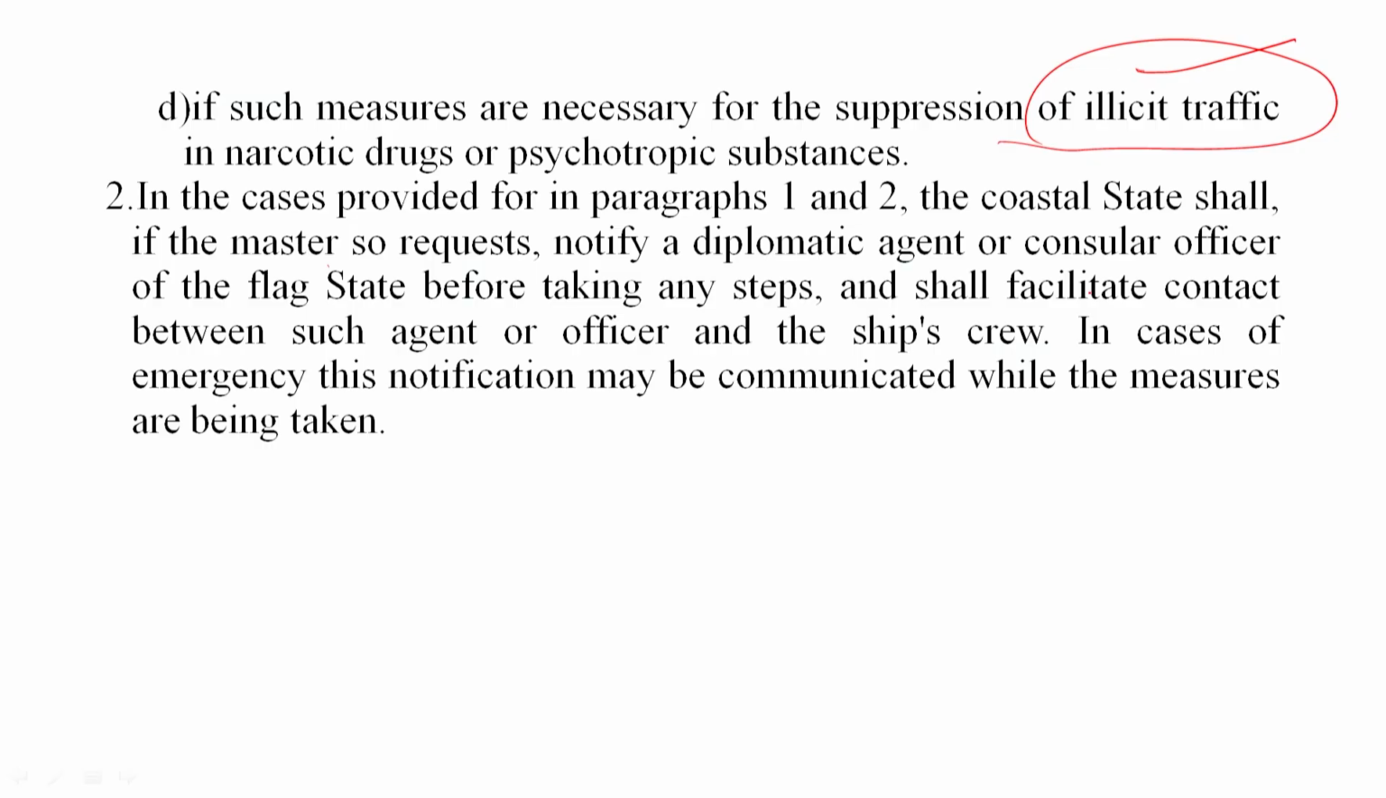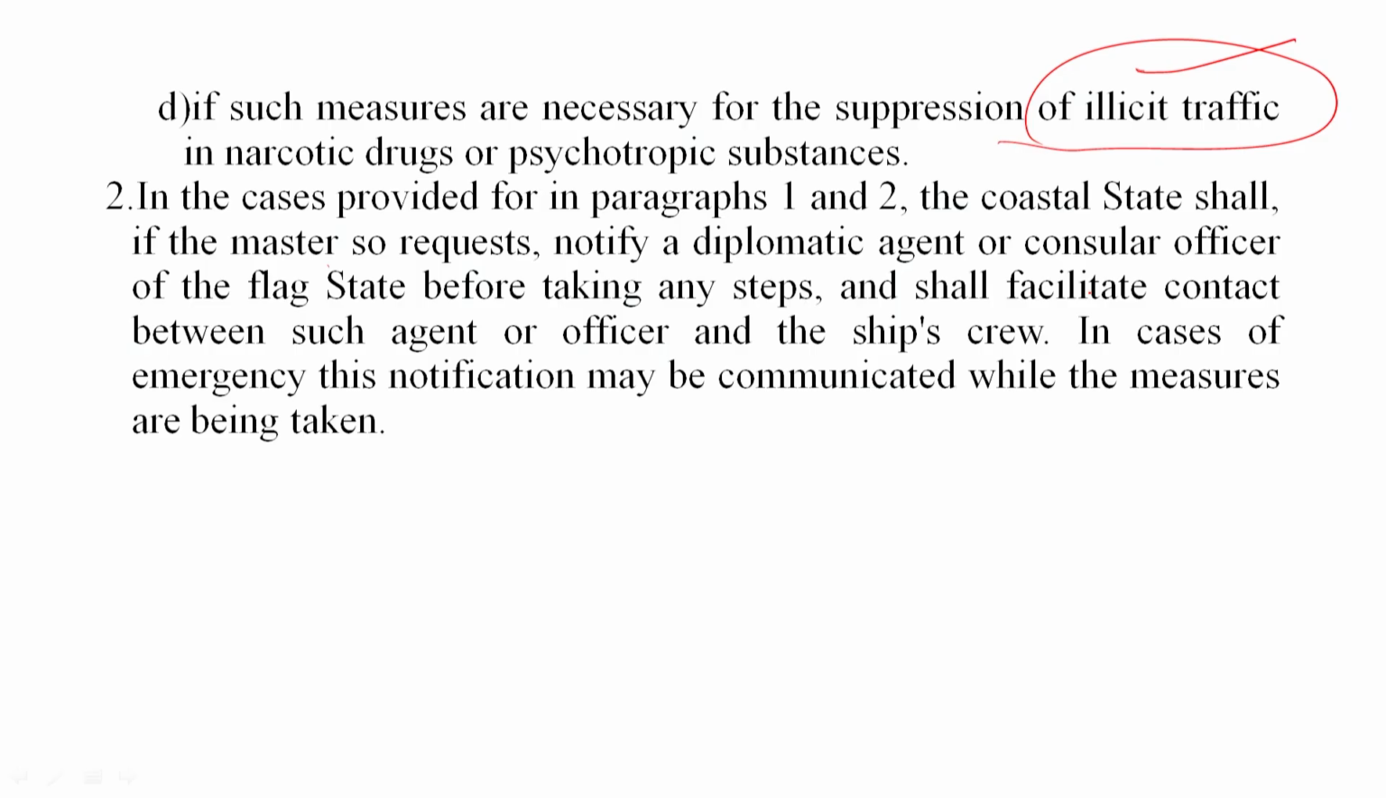In cases of emergency, this notification may be communicated while the measures are taken. So the diplomatic agent or the diplomats will be informed beforehand. The judicial body of the coastal state will be informed and their request sought. Or otherwise, if the diplomatic agents have been informed beforehand, the judicial officers of the coastal state will be informed that the diplomatic agents have also been informed.